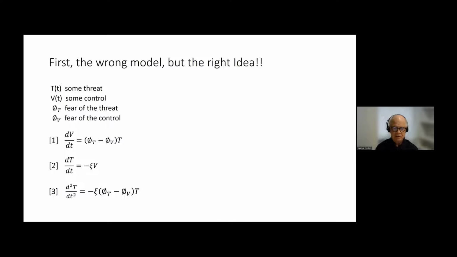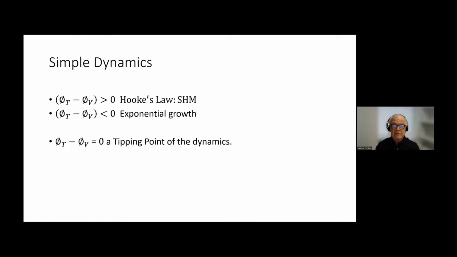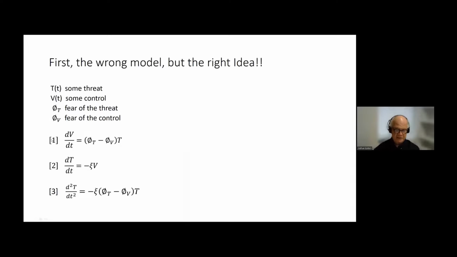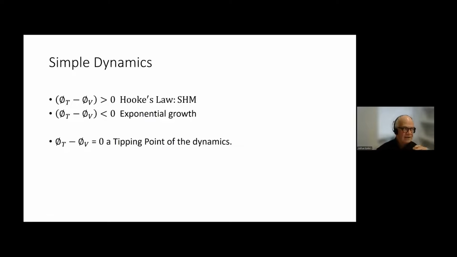Differentiating, obviously this is minus epsilon, the difference times θ_T. And if the fear of the threat exceeds the fear of the vaccine, it's Hooke's law. Simple harmonic motion, right? And the spring constant is this term, epsilon times θ_T minus θ_V. So it's Hooke's law in this case, and it's exponential growth in the other case, right?